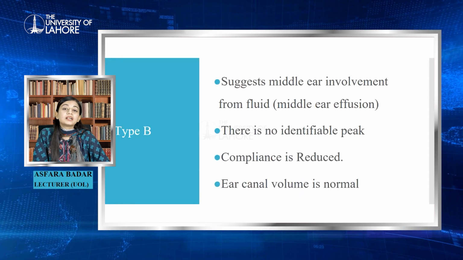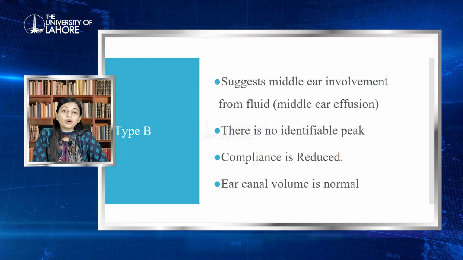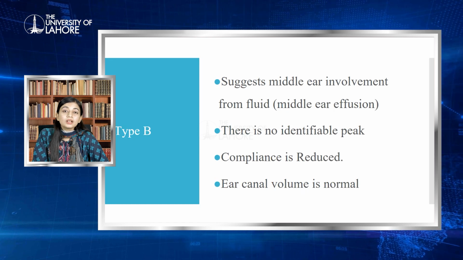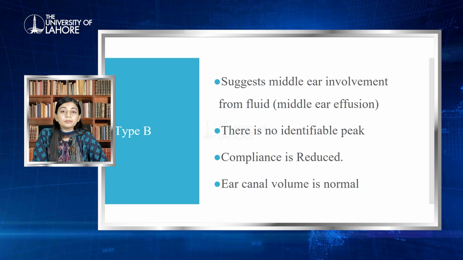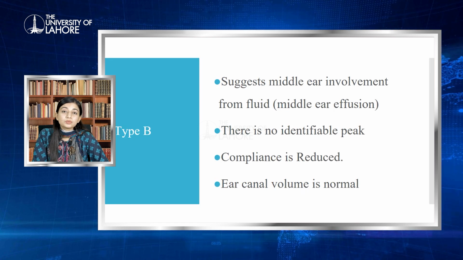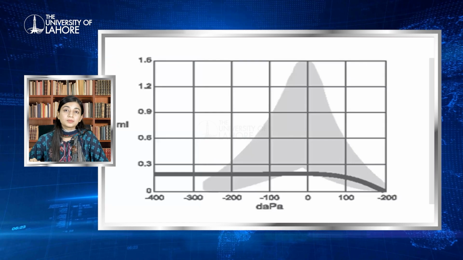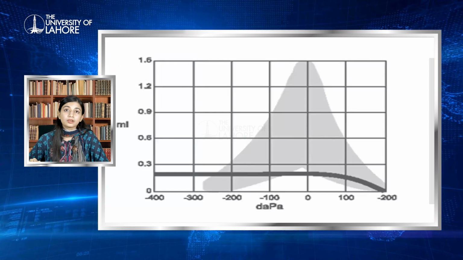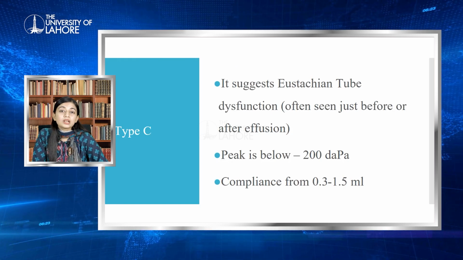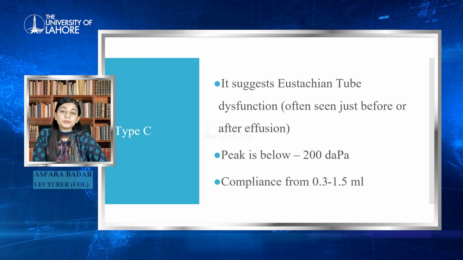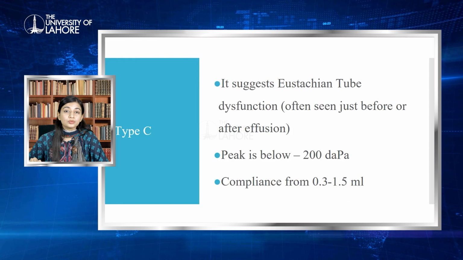Type B is further classified into type B perforation and type B otitis media. In type B perforation, compliance will be increased, and in type B otitis media, compliance will be decreased. This is the graphical explanation of the type B tympanogram. Type C suggests eustachian tube dysfunction. As you can see, type C has negative pressure, which is seen in eustachian tube dysfunction.